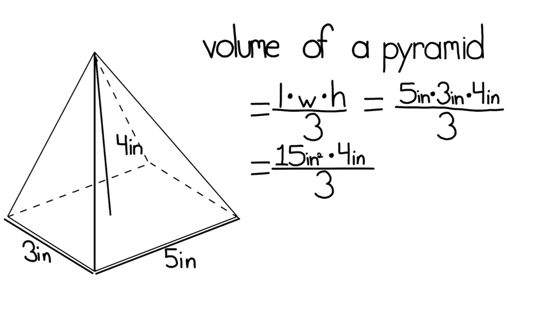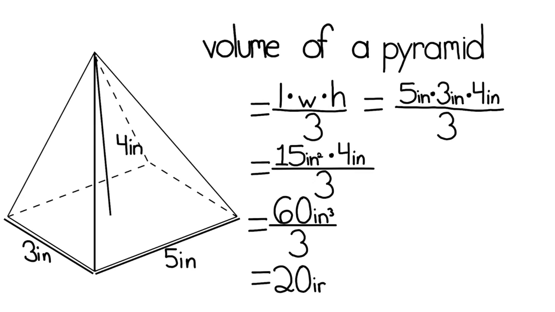Next step is to multiply 15 inches squared times 4 inches, which equals 60 inches cubed. So this formula would be equal to 60 inches cubed over 3. The final step of finding the volume of this pyramid would be 60 inches cubed divided by 3, which equals 20 inches cubed. Now that we have found the volume of this pyramid, let's go on to our next problem.